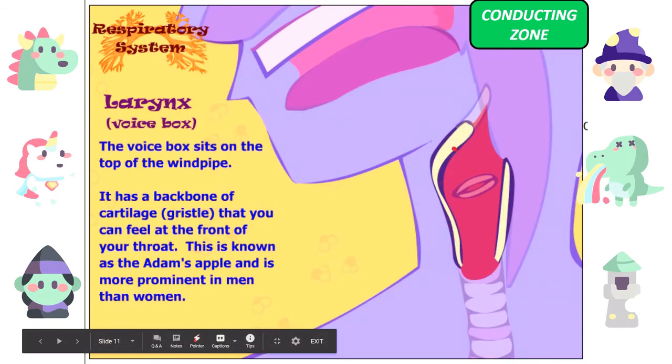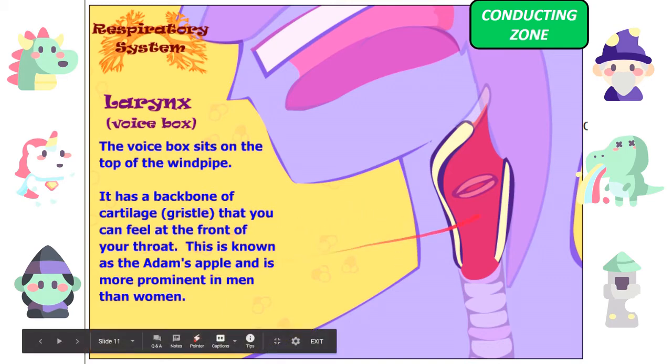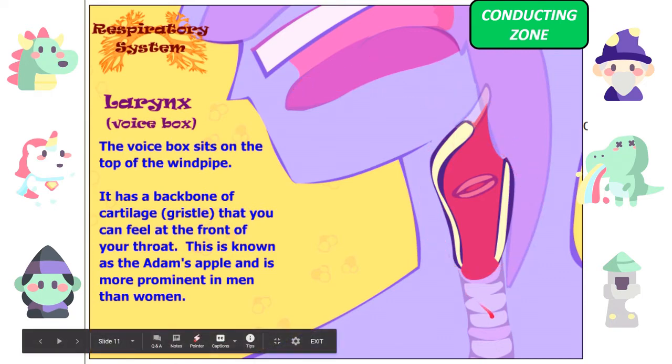Next, the larynx. This is the voice box. It sits on top of the trachea. It has a piece of cartilage that you can feel. You can touch it now in front of your throat. This is more prominent in men, and they call it the Adam's apple. Women also have a voice box, the larynx. However, it's not as big as men's. The larynx, or the voice box, allows us to vocalize whenever air enters and leaves the trachea.